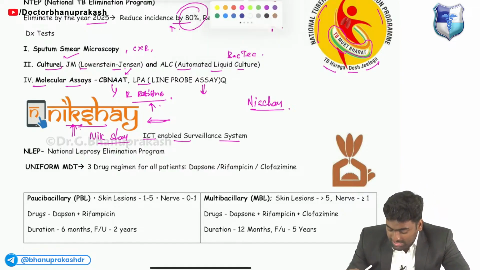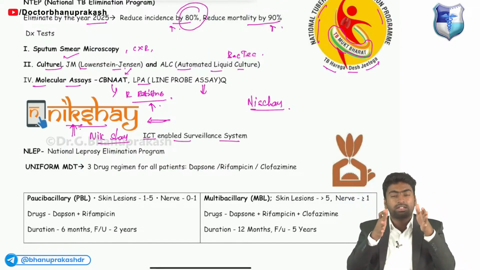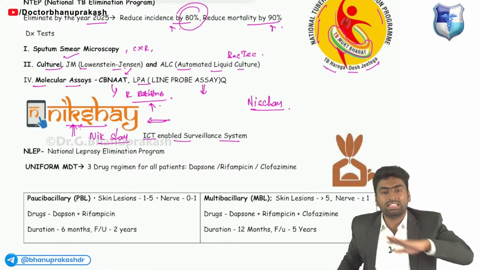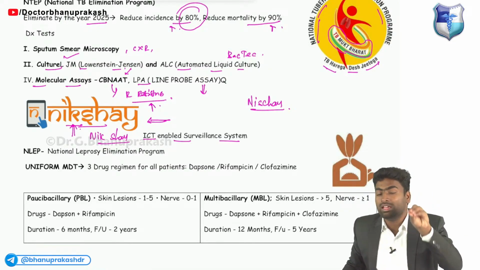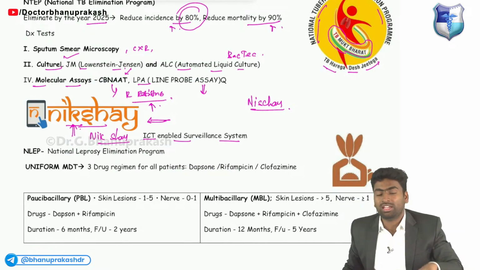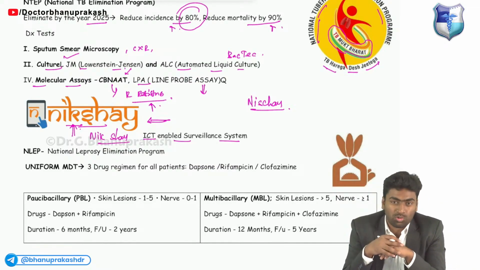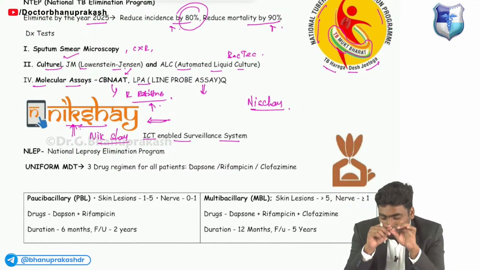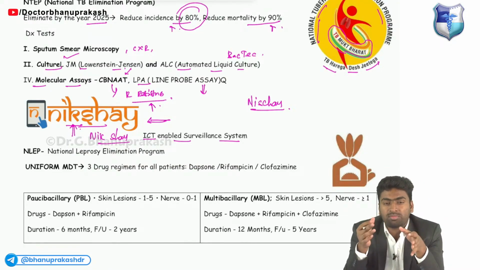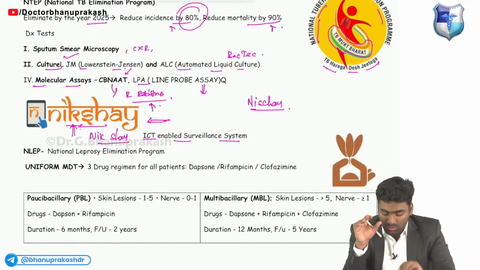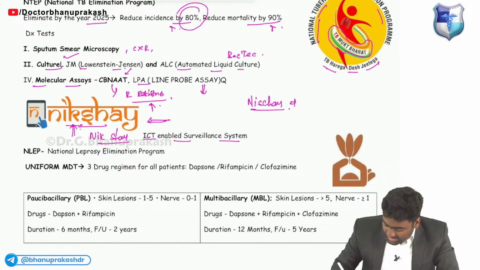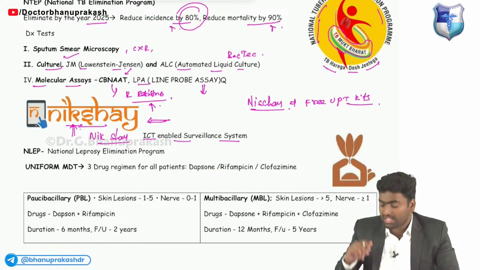Like in India, if you ask me, the first one you need to tell is CBNAAT, because in India we use only one thing, which is known as CBNAAT. We won't usually use GeneXpert. Remember, because in the NTEP portal itself, or in forms, it will be written as CBNAAT only. So don't confuse it. And remember NI-KSHAY Poshan Yojana, it is the free UPT kits.